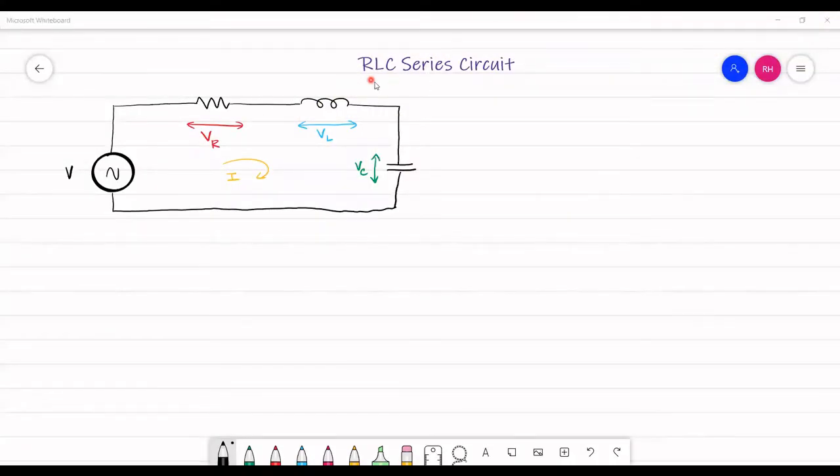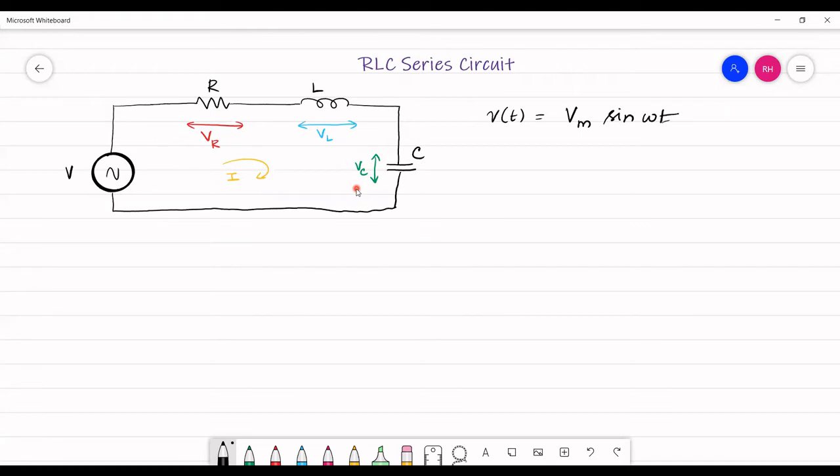Hello everyone. Through this video, let me explain the analysis of a series RLC circuit. So consider a series RLC circuit where a resistor, inductor and capacitor are all connected in series and is excited by a voltage source. Let the source of excitation be an AC sinusoidal voltage source, which is represented as Vm sin omega t.